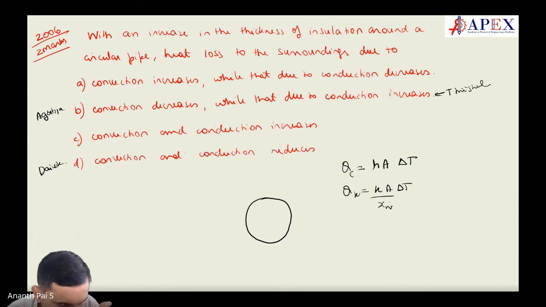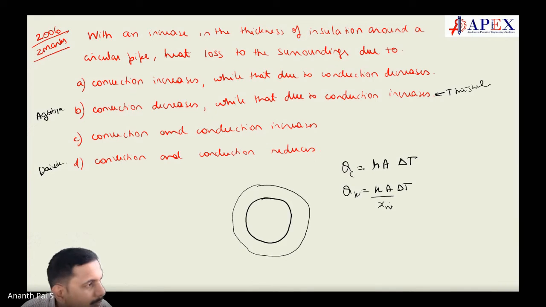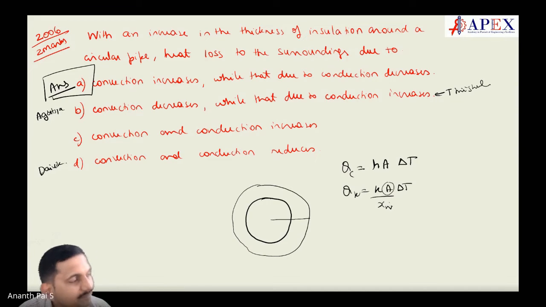So now tell me, when I increase the cladding, the conduction thickness XW increases, whereas A log mean also increases. Correct. So what is the answer? Answer is A. And that is what we do in critical thickness of insulation. Why is it happening? I'll tell you one more reason.